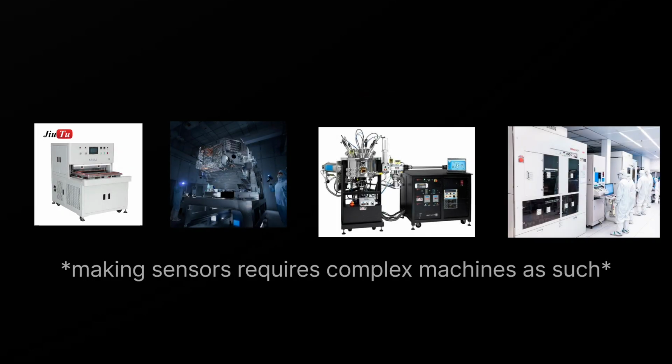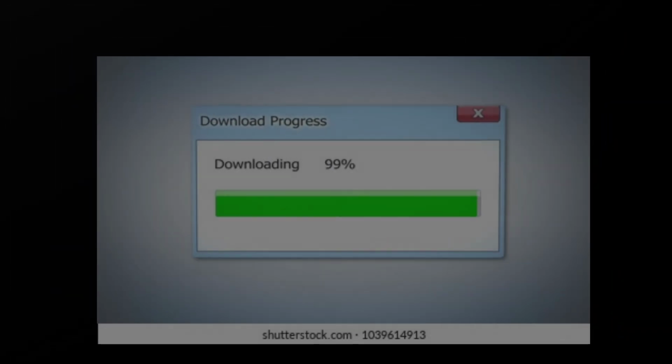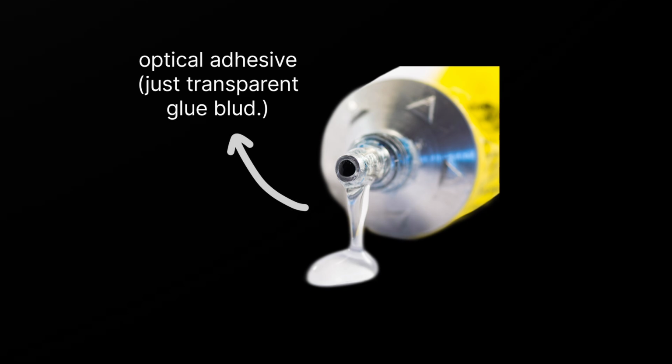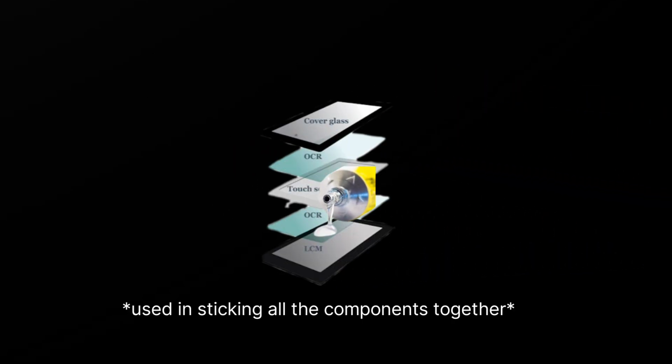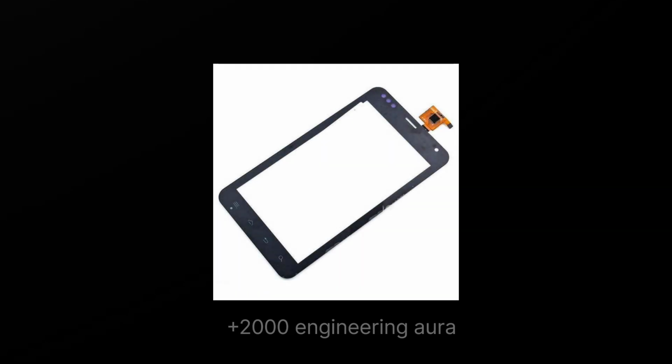Now before you get too happy, I would like to point out that this process requires complex manufacturing machines and it is where all real engineering takes place. Now for the last step, all you have to do is use an optical adhesive, which is basically a cooler way of saying transparent glue, to stick it all together. And you would have yourself a fully functional touchscreen. Whoa, that's so cool.